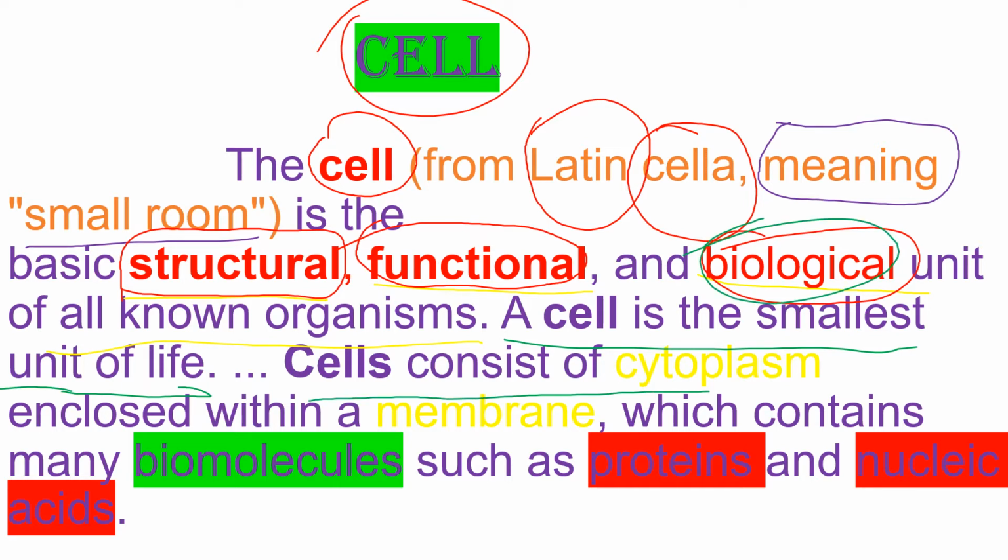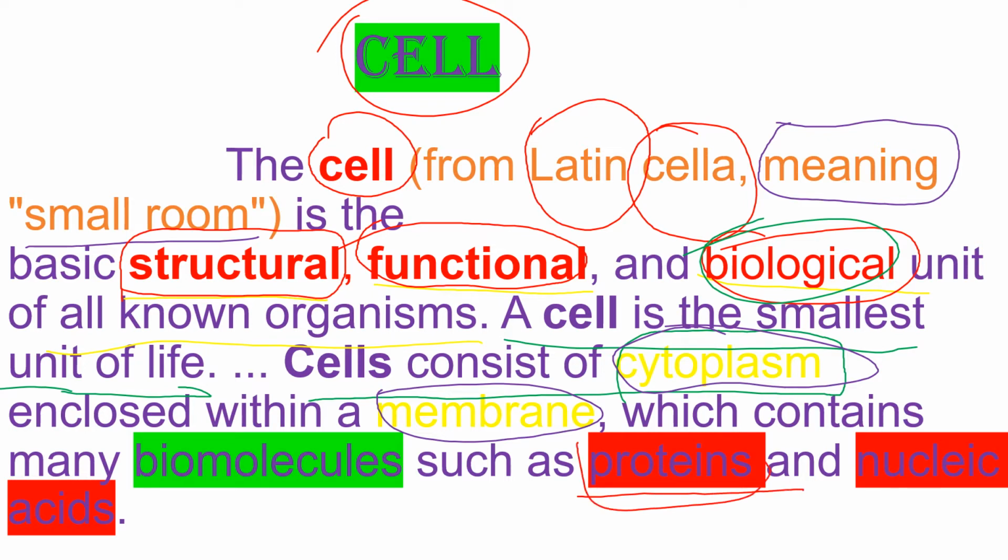Cells consist of cytoplasm. As I said in the previous video, it contains cytoplasm enclosed with a membrane, the cell membrane or plasma membrane, which contains many biomolecules such as proteins, amino acids, and nucleic acids.